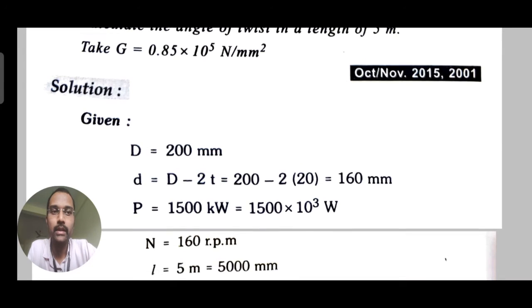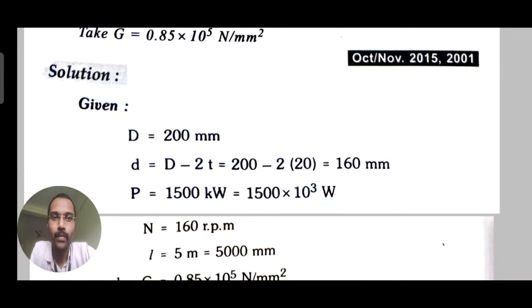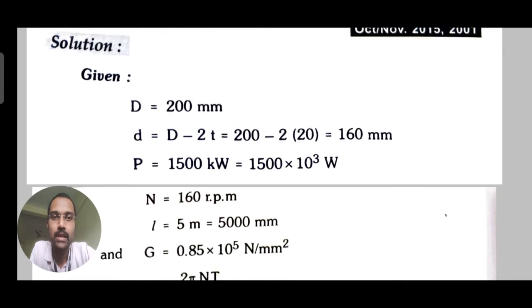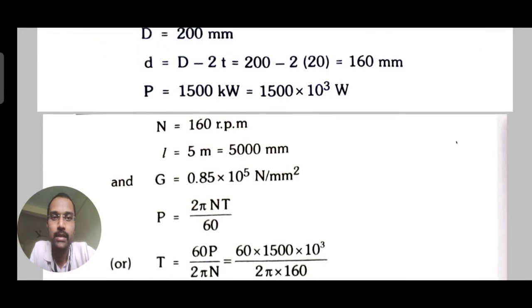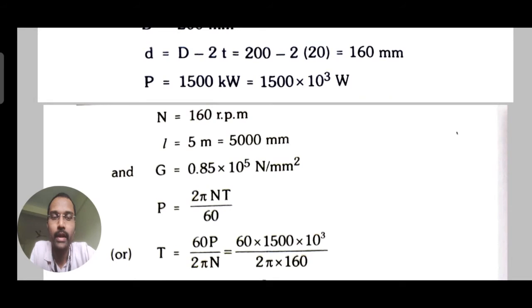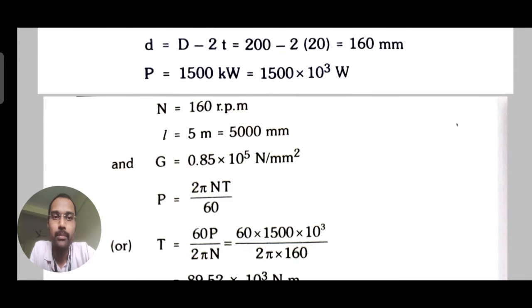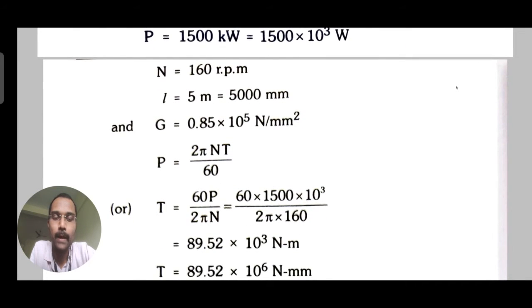So finally you will get that the inner diameter is 160 mm, and the power transmitted should first be converted to watts. N value is mentioned, length is given, and G equal to 0.85 into modulus of rigidity, which is 10 to the power of 5 Newton per mm square. And finally the power P is equal to 2 pi N T by 60.